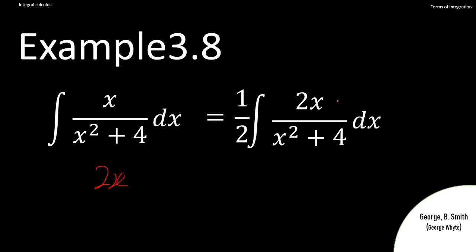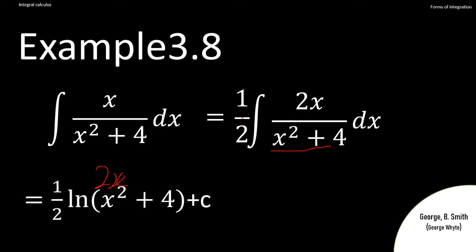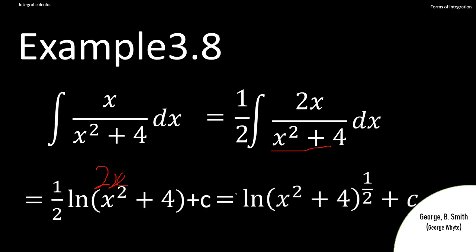So now if I differentiate the denominator, I'm going to get the numerator. So my result is going to be ln of the denominator with a half in front of it. If you want to take it one step further, you take the half to be the power of the expression, and that's what you have in this example.